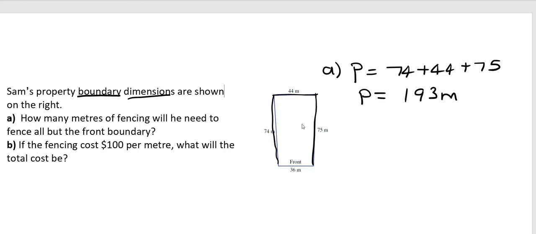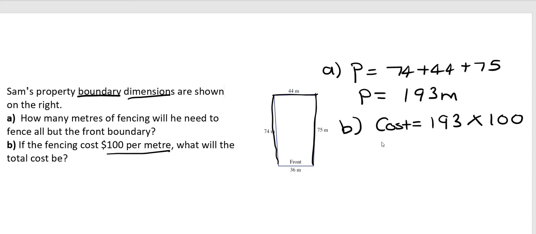Okay, now B, if fencing costs $100 per meter, what will the total cost be? Well, if we have 193 meters and each one costs $100, we just say cost will be equal to 193 meters times 100. So cost will be equal to, now 193 times 100, do it mentally, 193 is still there, add the 2 zeros, and it's in dollars. So we have $19,300. So it's quite an expensive fence.